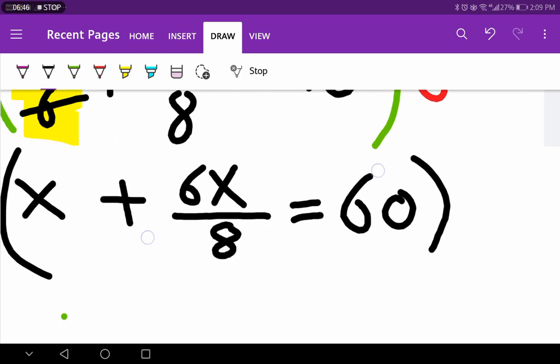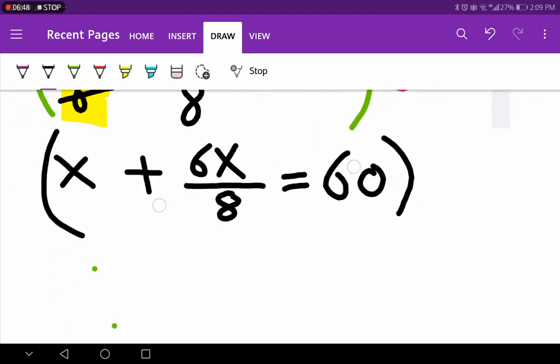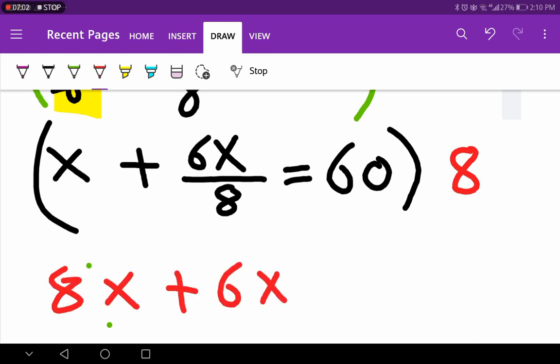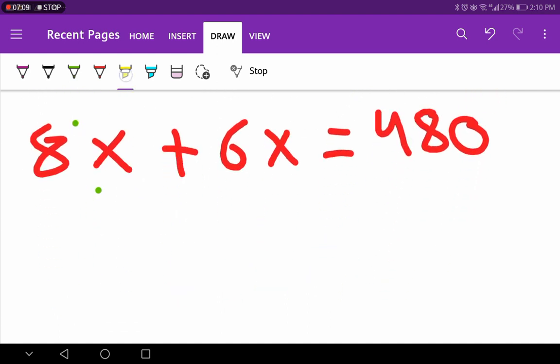Now, can you tell me how we can eliminate the 8? Yes. Now the second step: you take the denominator 8 and multiply by 8 on all sides. So 8x, plus here it is eliminated, so only 6x, equals 60 times 8, which is 480. Now life is easy. I can combine this.